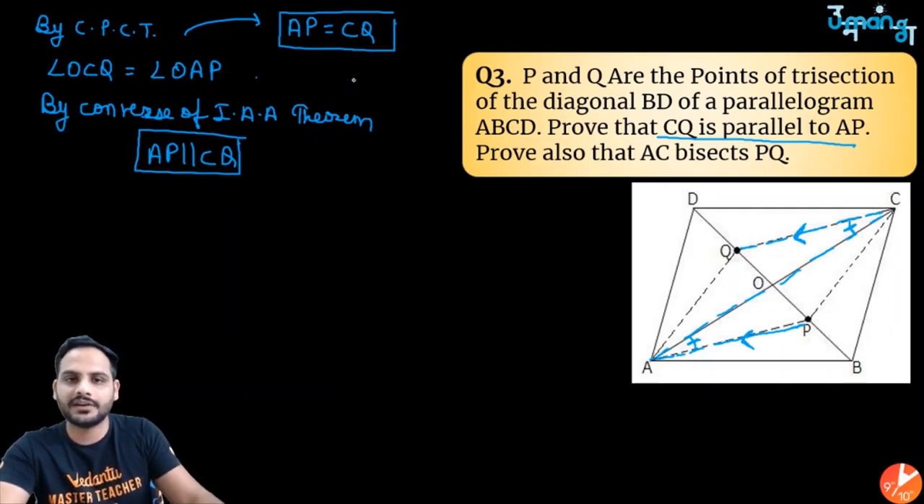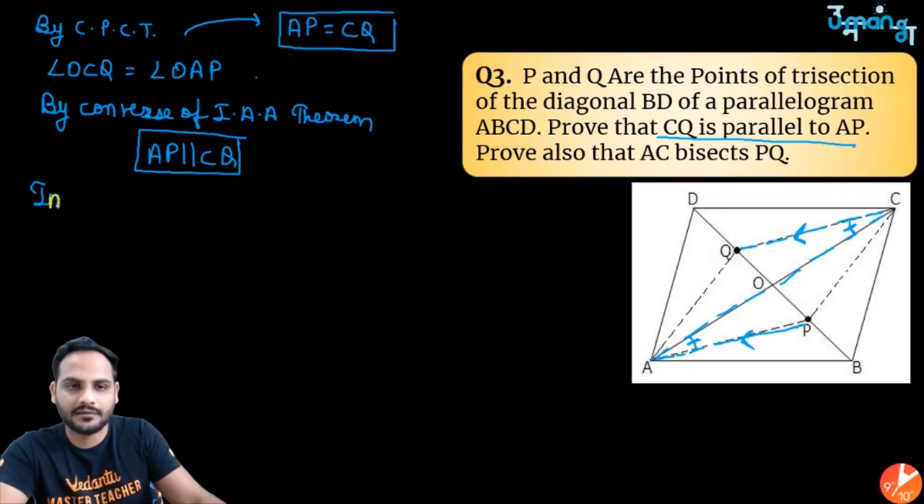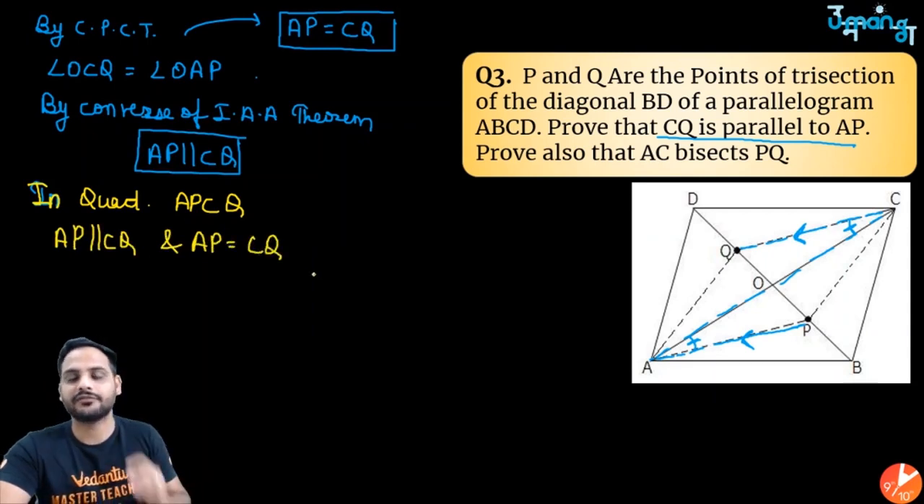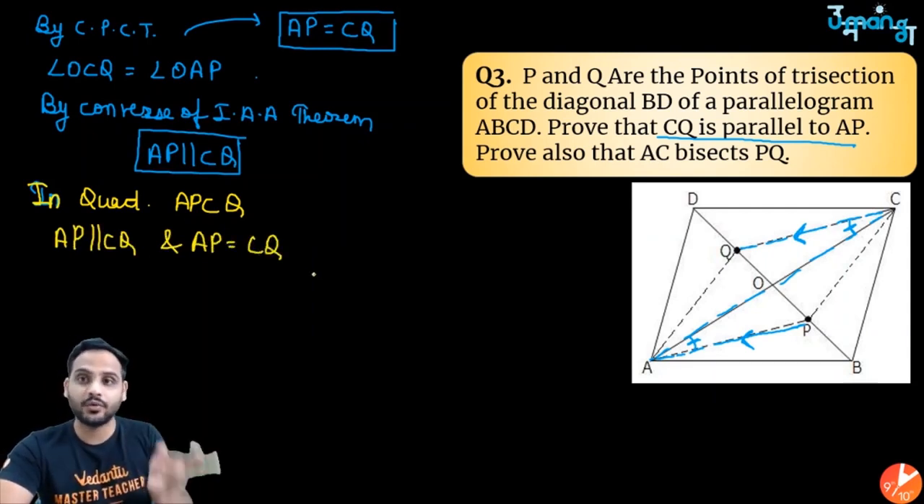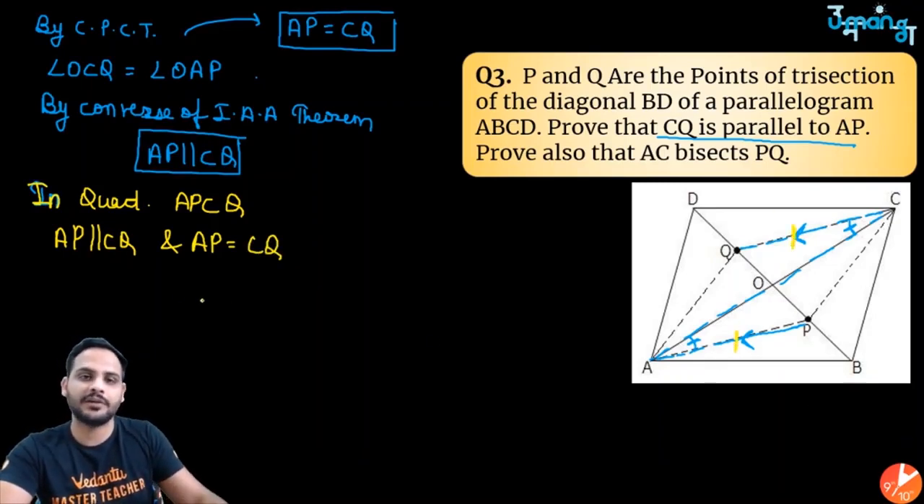So you can clearly see, if one pair of sides... I can say in quadrilateral APCQ, we know AP is parallel to CQ and AP is equal to CQ. So if one pair of opposite sides are equal as well as parallel, I can clearly say APCQ is a parallelogram.